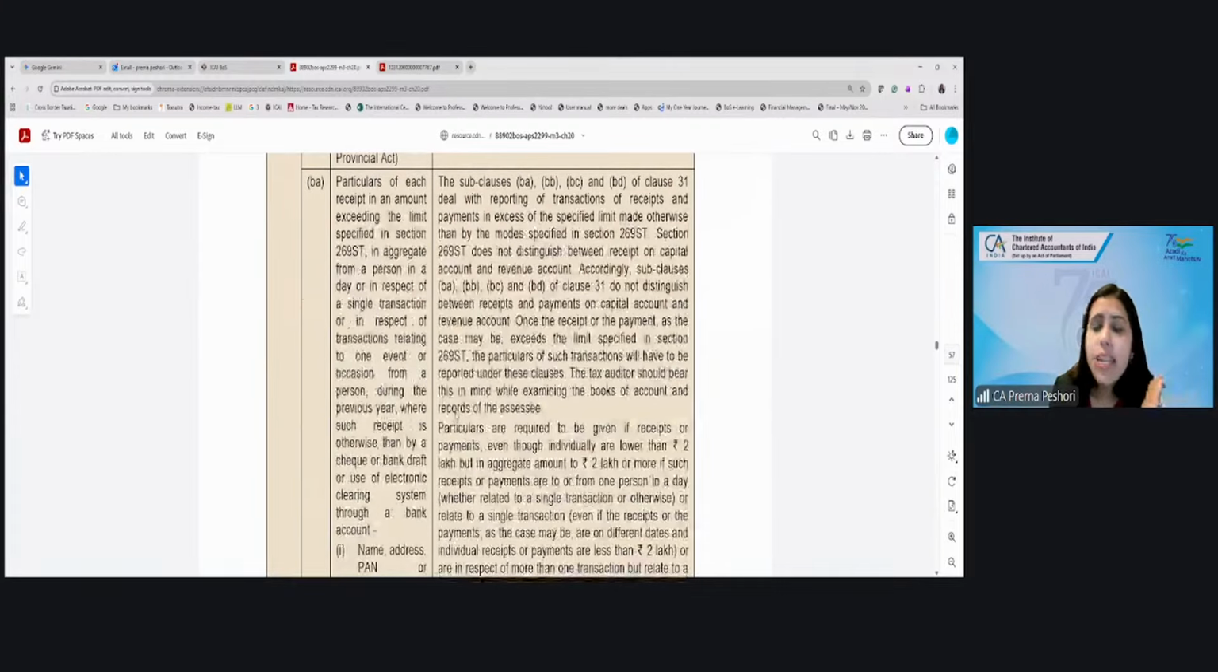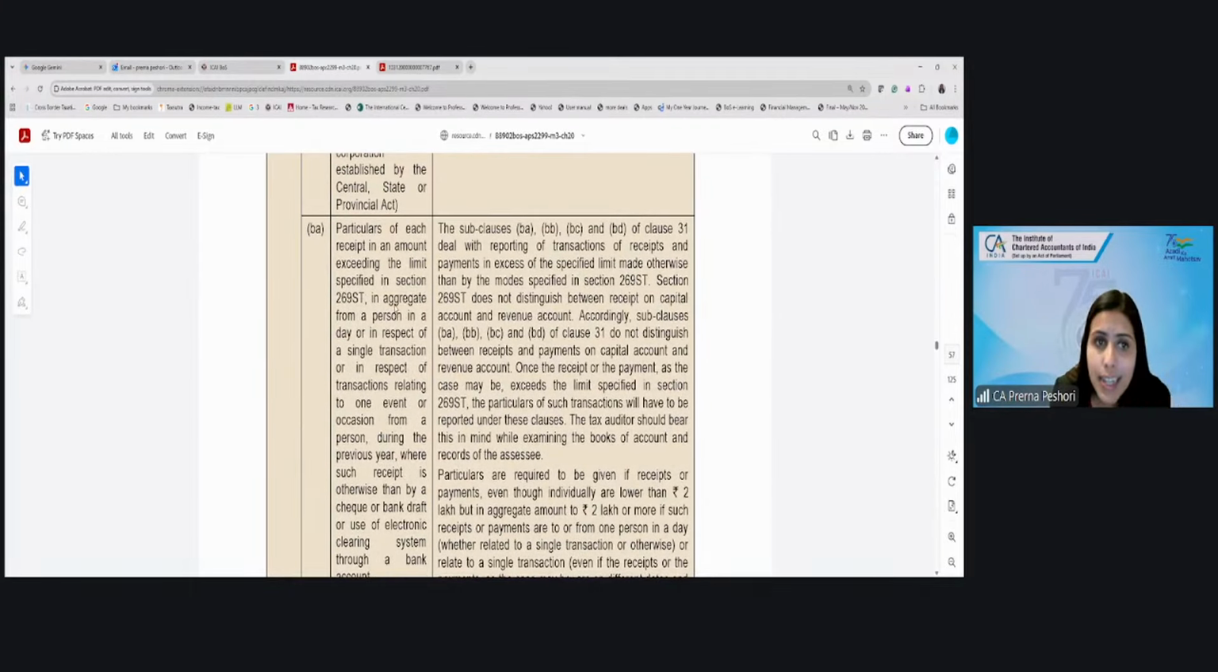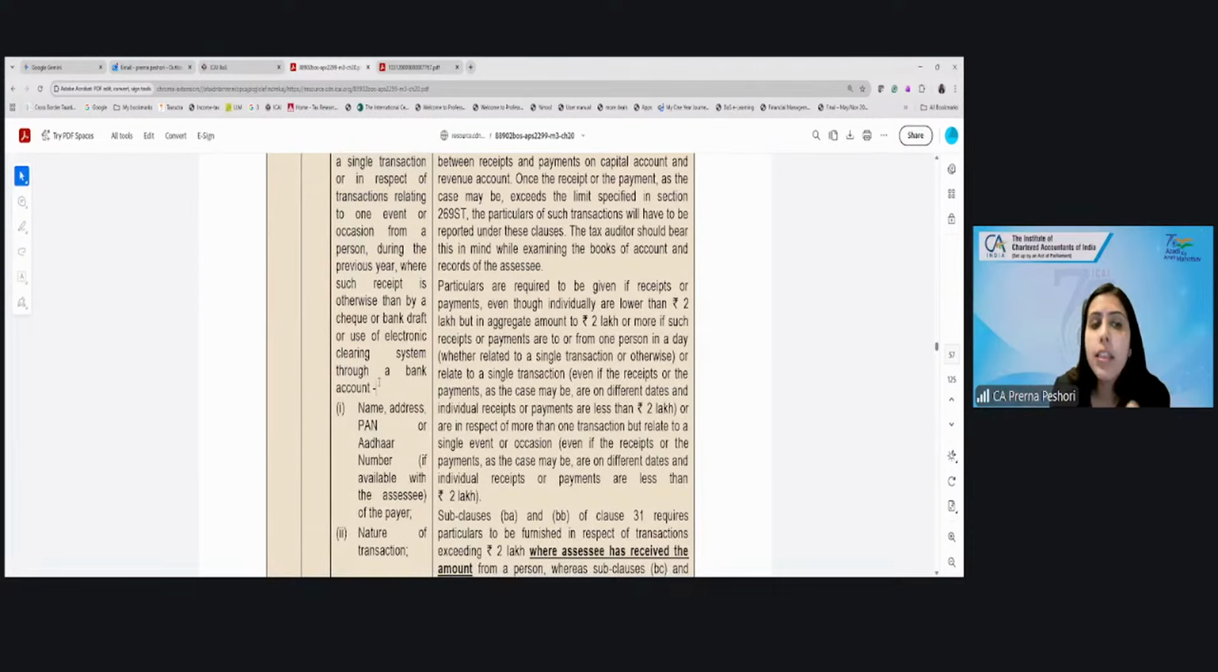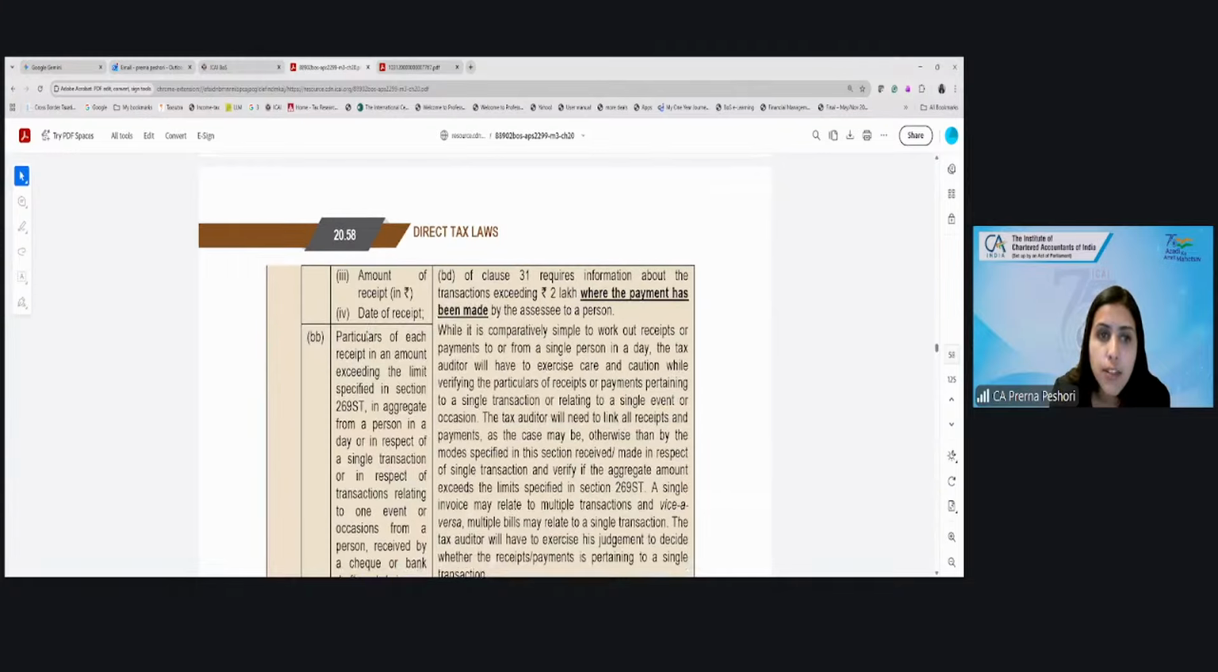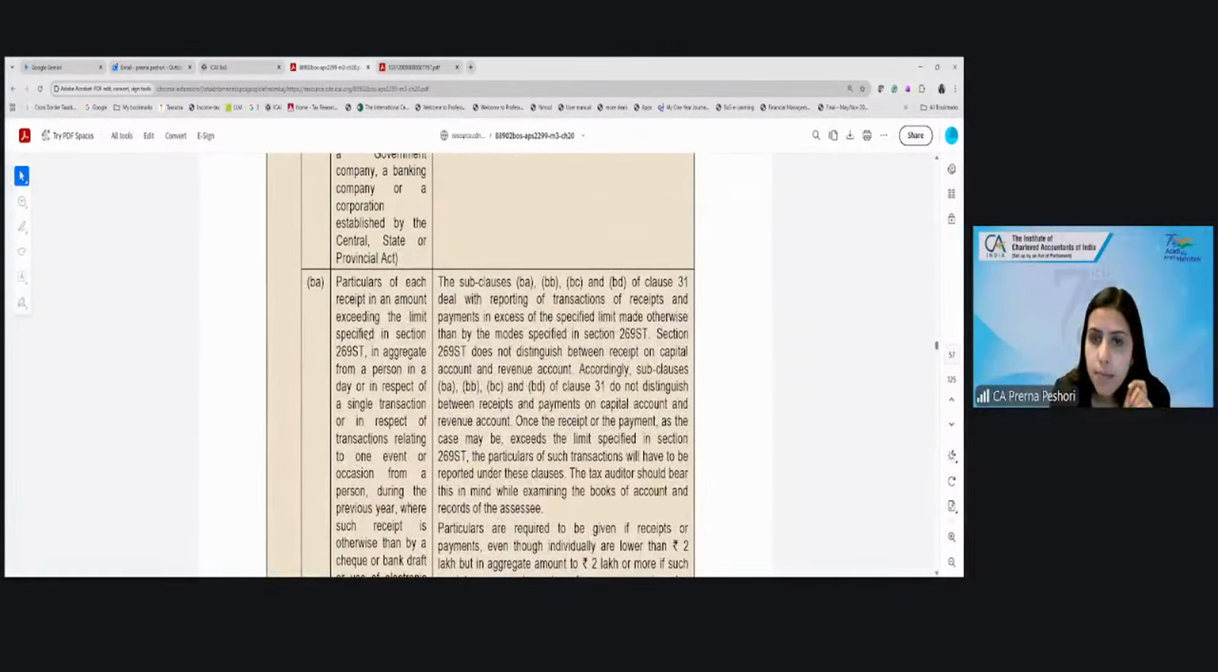Okay, then 31BA is with respect to particulars of each receipt in an amount exceeding the limit specified in 269ST, in aggregate from a person in a day, or in respect of a single transaction, or in respect of transactions relating to one event or occasion from a person during the previous year, where such receipt is otherwise than by a cheque or bank draft or use of ECS. Then you need to mention over here the name, address, PAN, the nature of the transaction, amount of receipt, and the date of receipt. Now, what is 269ST?